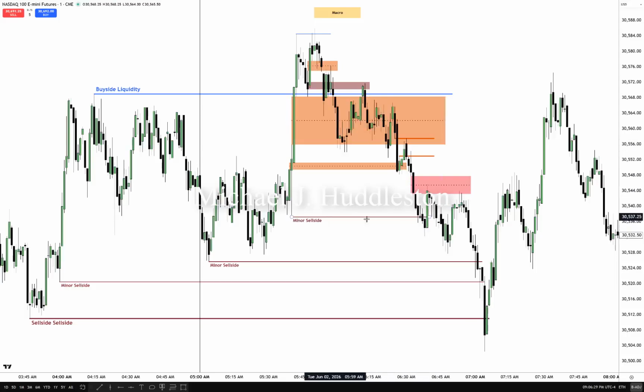We take out minor sell side. I took partial there and then back up into consequent encroachment there. And I added those two contracts I took off below here. I added them right back on. Pretty neat, huh? I got lucky, don't worry.